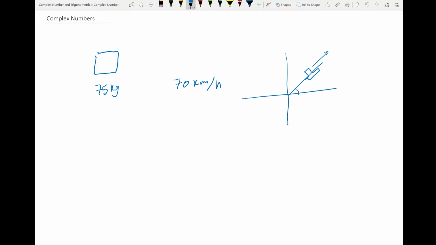Now we need a complex number that consists of two components, real part plus imaginary part, something like this, where the magnitude of this complex number may express the speed and the angle of this complex number will express the direction.